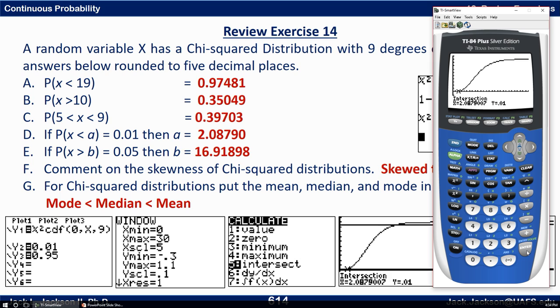Now when you're given a probability to the right, it's the same thing, but instead of putting in the 0.05 for y2, you put in 1 minus 0.05, or just 0.95 in this case. And we want to calculate an intersection again. We're going to have to wait for it to graph again. This time, the horizontal line will be at y equals 0.95, up close to the top.